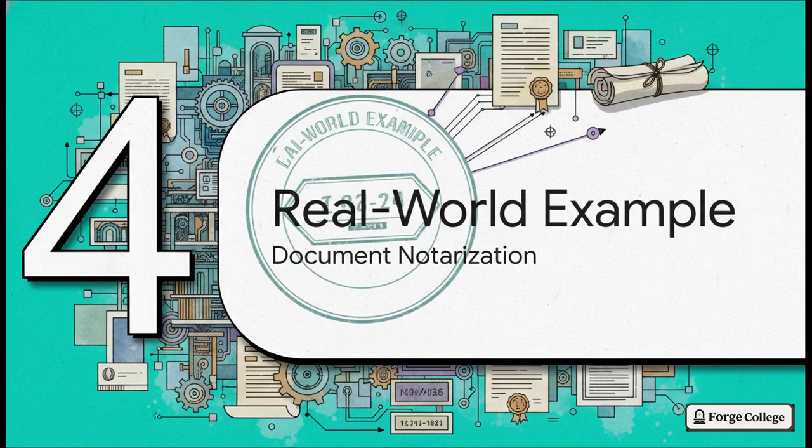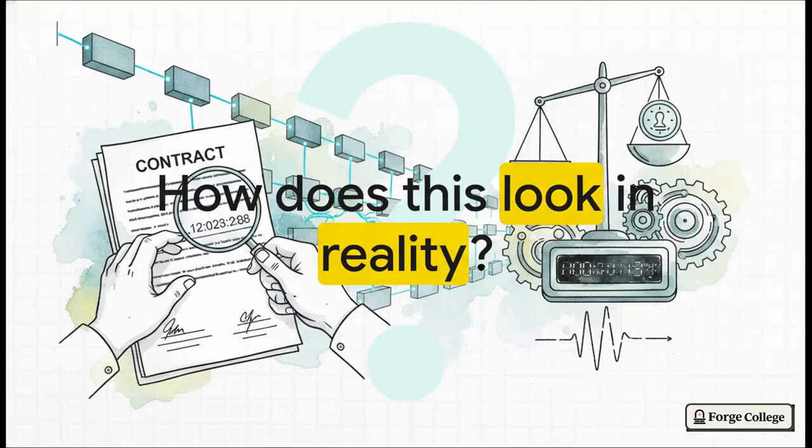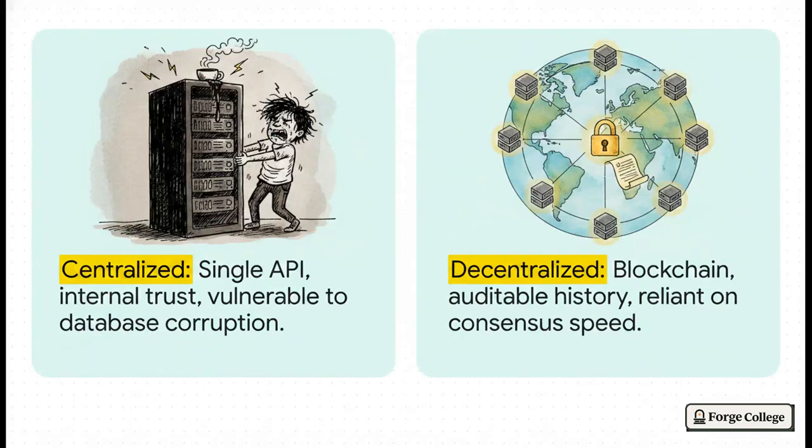Section 4, a real-world example, designing document notarization. Let's bring this down to earth. Ask yourself, what actually happens when a dispute arises and a client claims their document timestamp was maliciously altered? This isn't just a fun theoretical exercise. Real businesses rely on the exact, verifiable timing of contract signatures. Let's compare the two approaches.